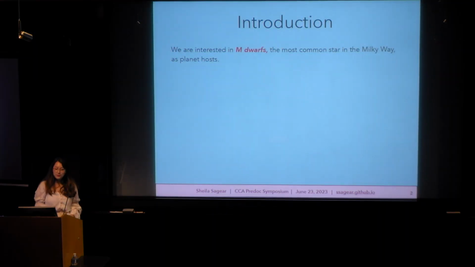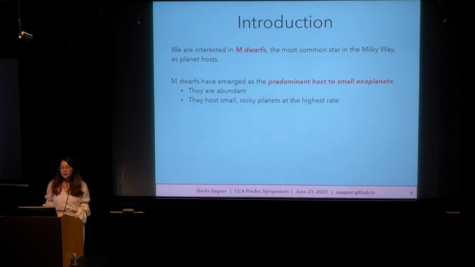All right, so I'll start by introducing the motivation for this project. My primary interest is exoplanets, particularly small exoplanets around M-dwarfs. M-dwarfs are by far the most common star in the Milky Way, and there are a few reasons why they are so interesting to us as planet hosts. One of the main reasons is that they've emerged as the predominant host to small rocky exoplanets that may or may not be in the habitable zone and of similar size to our Earth.